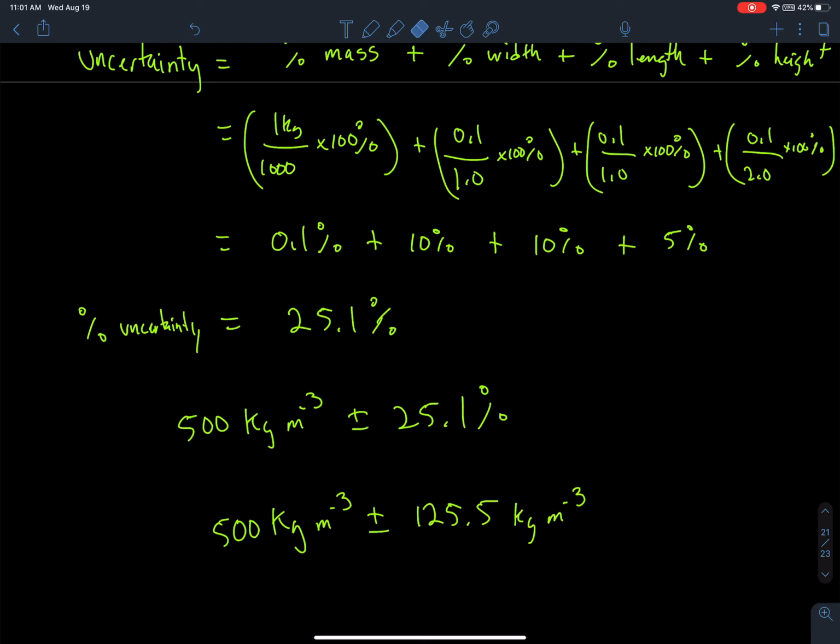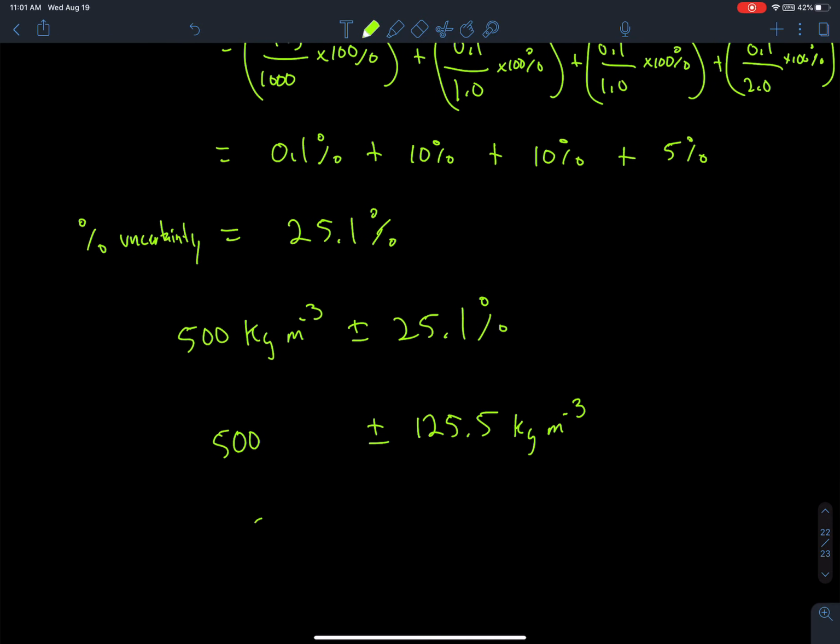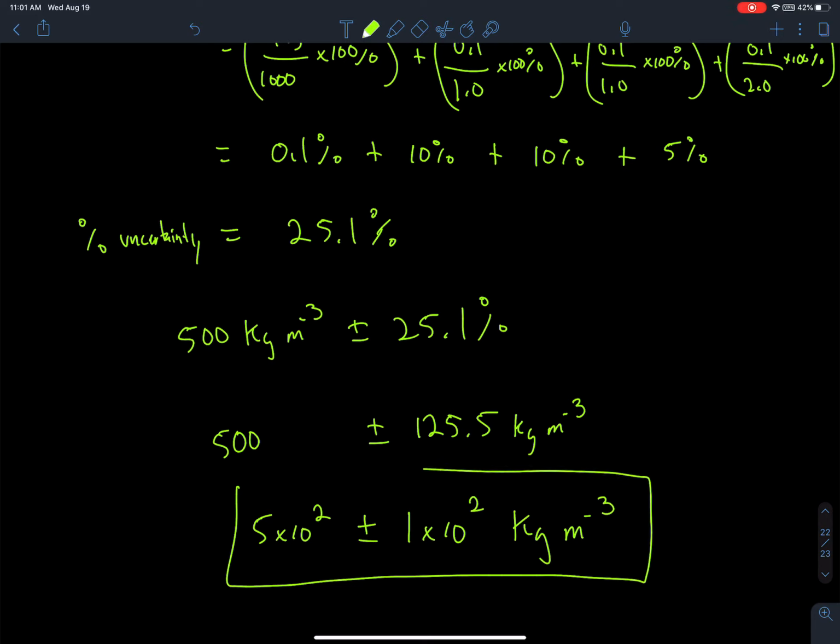Okay, now remember you don't write the units here, you'd write it at the end. Okay, and now an important rule is your uncertainty can only be 1 sig fig. Here I have 4 sig figs, so I've got to boil it down to 1 sig fig. So what this would be reported as finally is 5 times 10 to the 2 plus or minus 1 times 10 to the 2. Okay, and these are rules that we will practice as we go throughout.